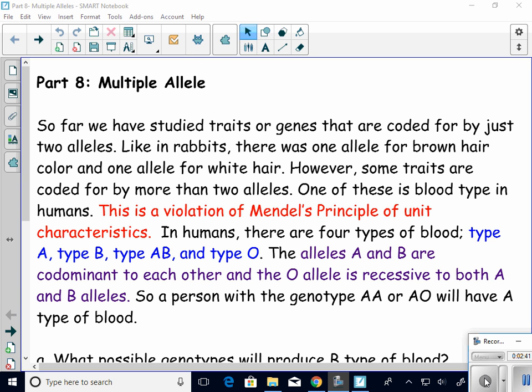In humans, there are 4 types of blood: type A, type B, type AB, and type O. You are one of those 4 types, folks. Does anybody know what their blood type is? Lewis? You're type A? Anybody else?